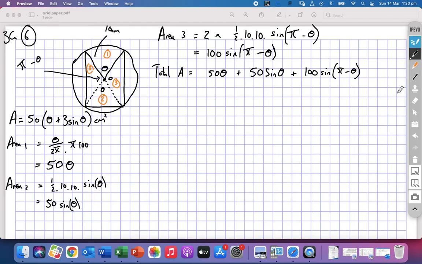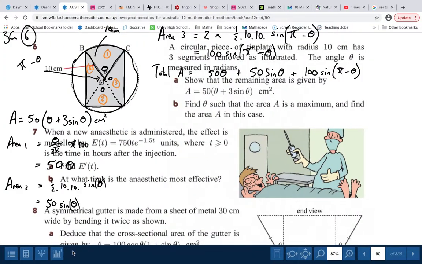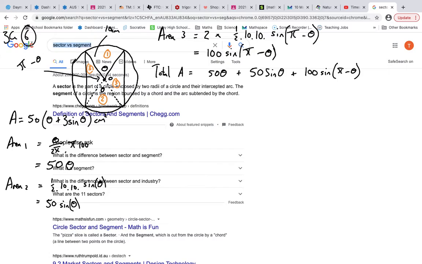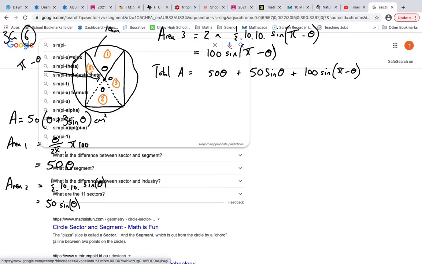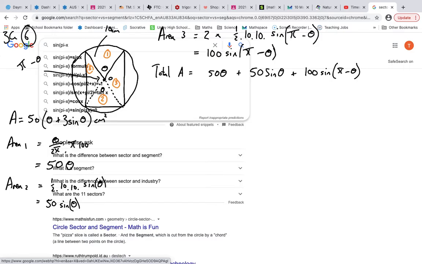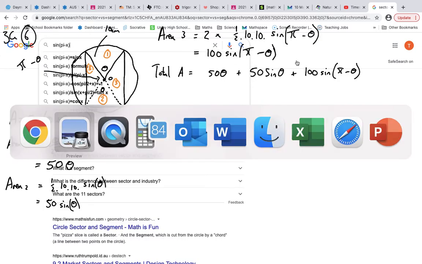So you hopefully were looking for it. Maybe you could just Google it, like I do. Go start a new search, sine pi minus x, and it's coming up already. See where it says equals sine x? You go, oh, okay, all right, that tidies things up nicely.